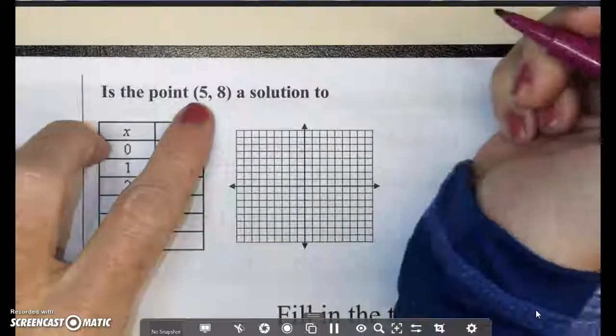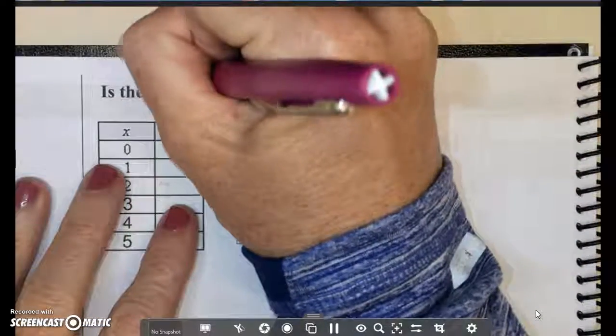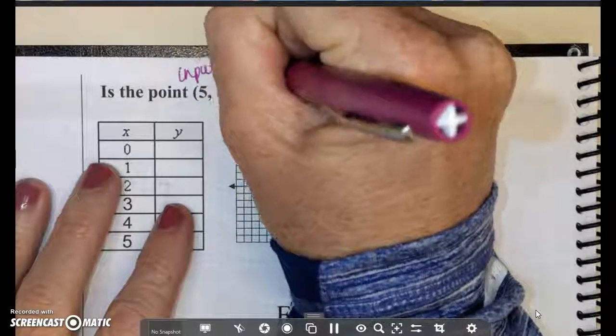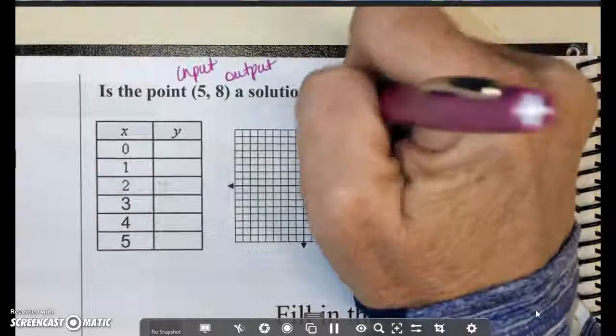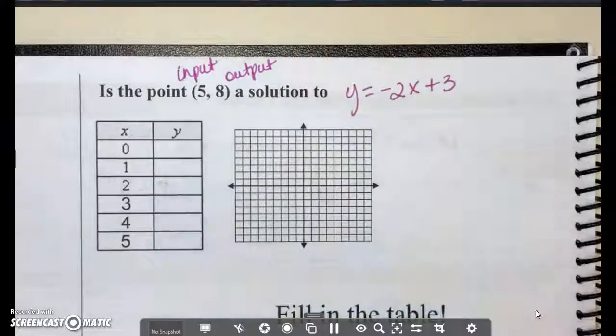And remember, you're checking to see, does this input give you this output? So if I put this number in, do I get this number out? You can think of it like a machine, right? And depending on the machine, it should work the same for every number that you put in. So let's check y equals negative 2x plus 3.